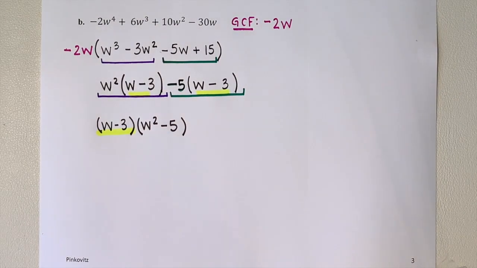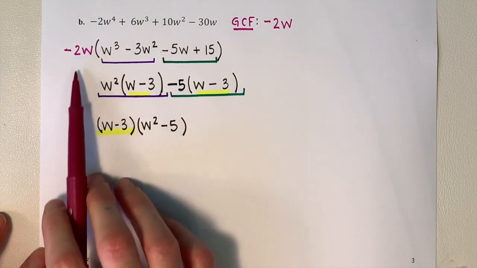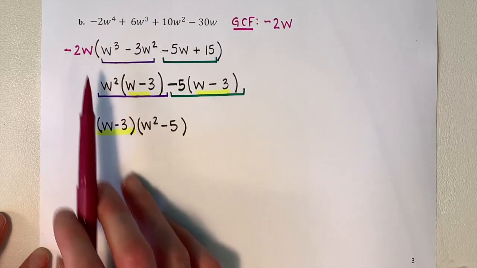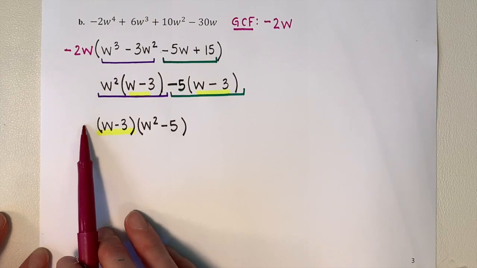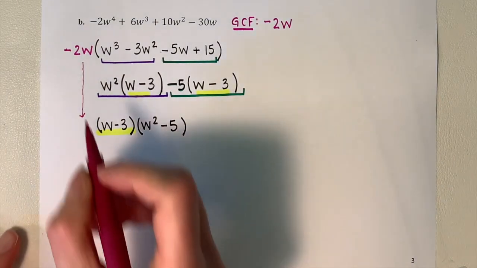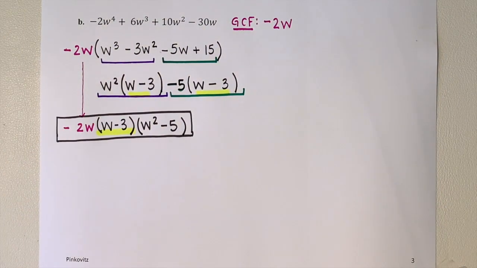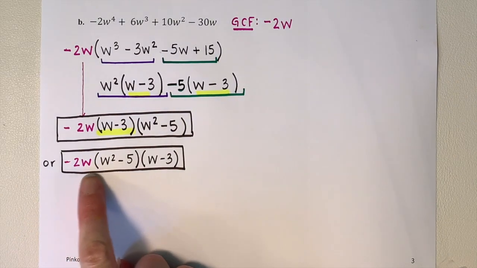Then the number one most common mistake for these types of problems is to forget to put the original GCF in your final answer. You always need to include the original GCF in your final answer. Always double check your work because that's the most common thing that we forget. So I'm going to bring down the negative 2w for our final answer. And this right here is the final answer that we get when we factor by grouping. Now remember, the order that you list these factors doesn't matter, so we could have instead written our final answer like this.